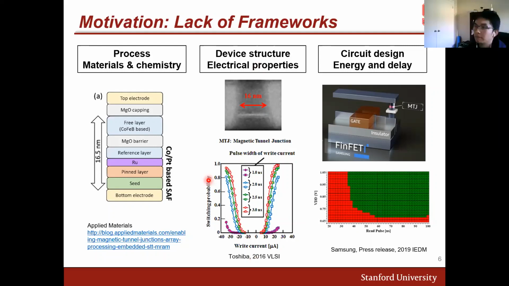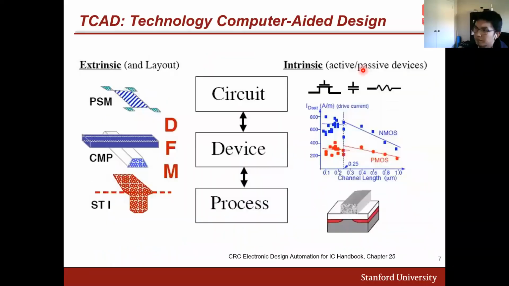So the problem we are facing right now is that there is no clear link between the process and the device properties, and between the device properties and the circuit design, energy and delay metrics. So the key thing here is that we need to find a theoretical framework that can help us connect all these three things together so that we can develop the technology much faster. So when I talk about this, you might go to your EE fundamentals, and you can remind yourself what people have done in the CMOS industry, right?